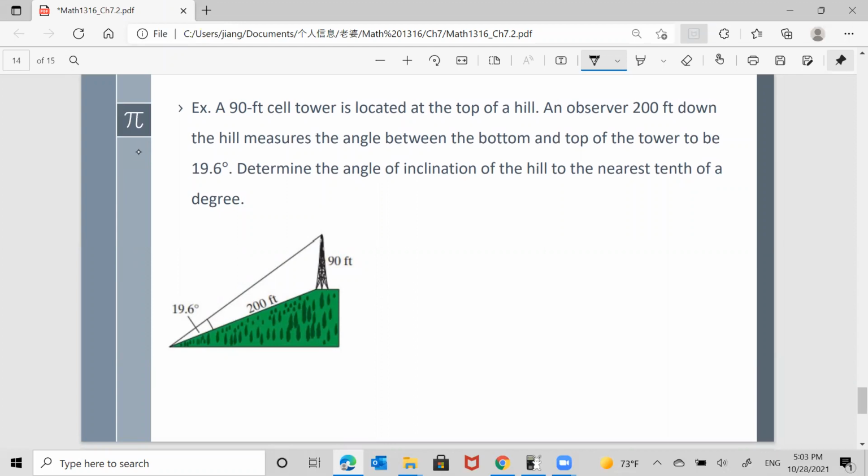So they provide us the information. This cell tower is 90 feet. An observer is here, 200 feet down the hill. Measure the angle between the bottom and top of the tower. They provide us the angle here, 19.6 degrees. We are looking for the angle here, for example this alpha. So how do we find alpha?